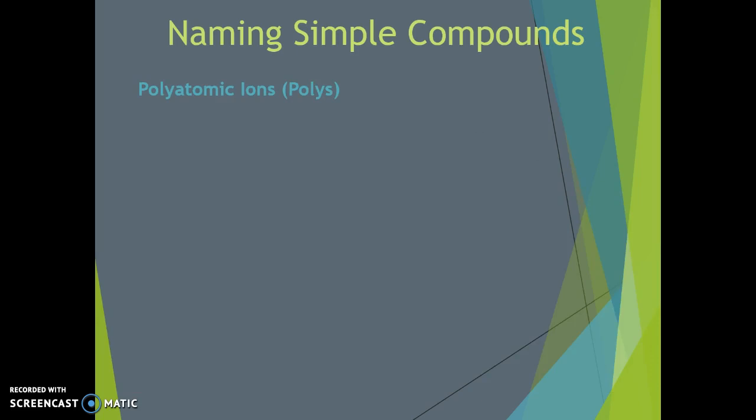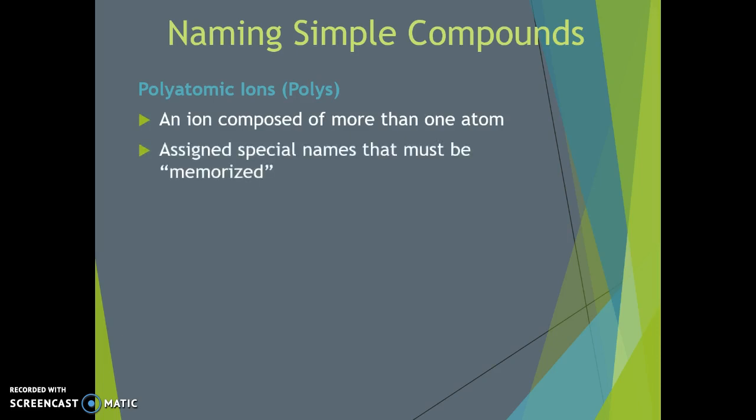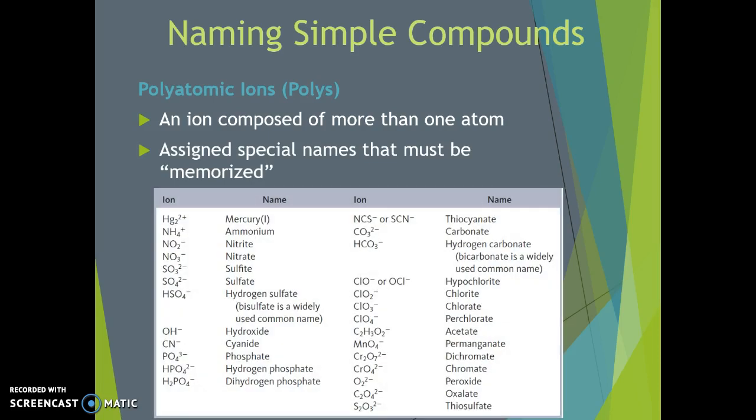The next section on naming has to do with polyatomic ions, which I also call polys, and it's an ion that is made of more than 1 atom. They are assigned names that must be, quote-unquote, memorized. This is a list of the most common polyatomic ions, and many of these should be familiar to you.